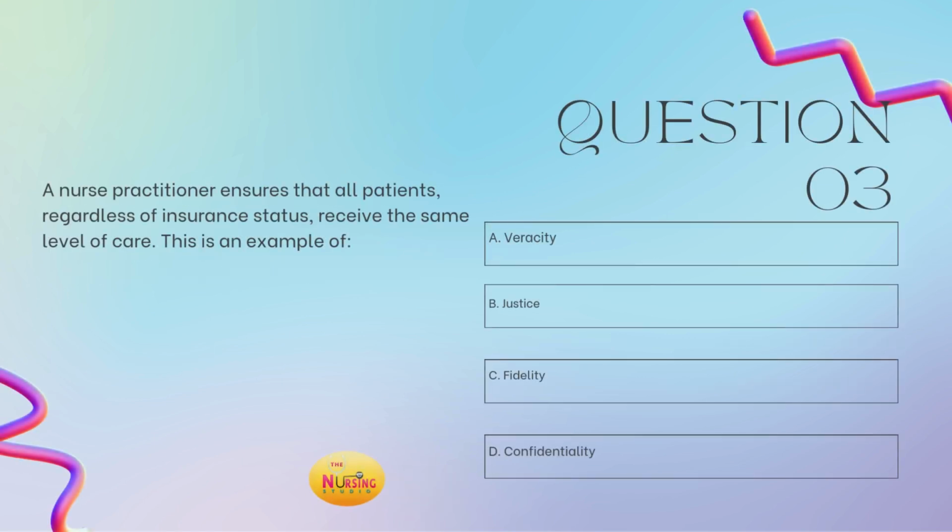Question number three. A nurse practitioner ensures that all patients, regardless of insurance status, receive the same level of care. This is an example of A, veracity, B, justice, C, fidelity, or D, confidentiality. Take a moment and tell me what you got.